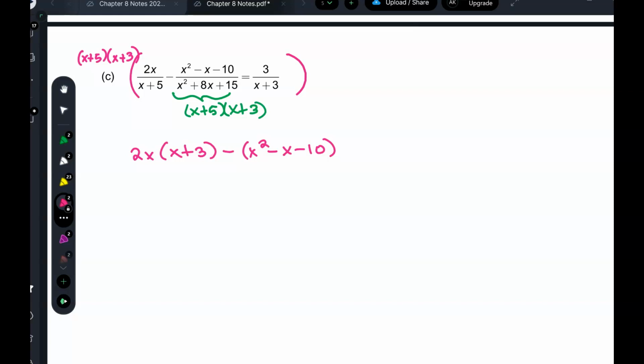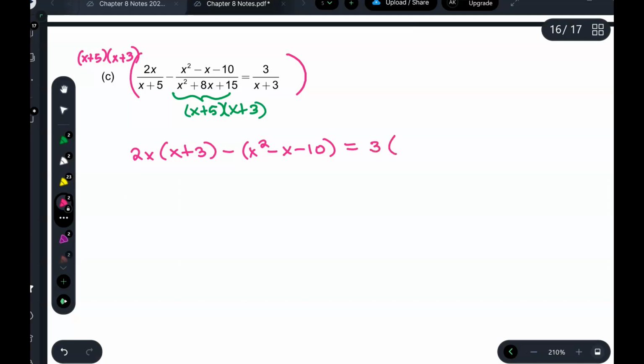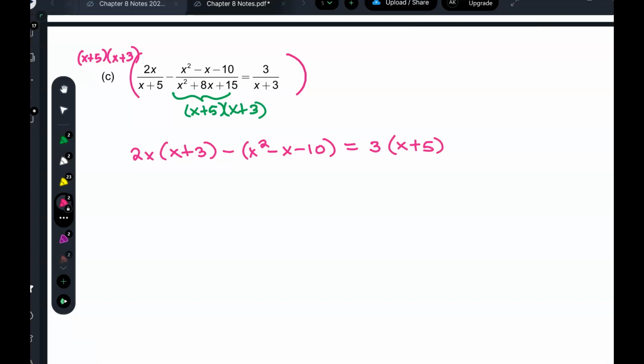Now, how is there no denominator? Because we're getting rid of all the denominators. We're multiplying both sides by the least common denominator to get rid of all the fractions. So 3 times x. And then on the other side, what are we going to end up with? 3 times x plus 5. Good. Okay, so let's multiply this out.